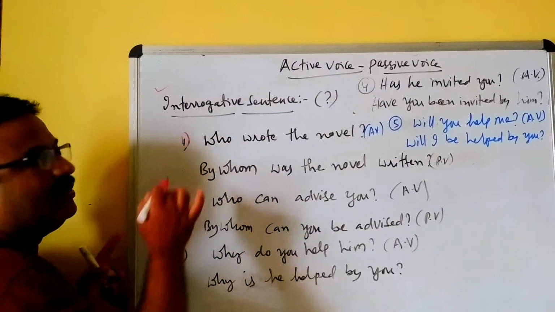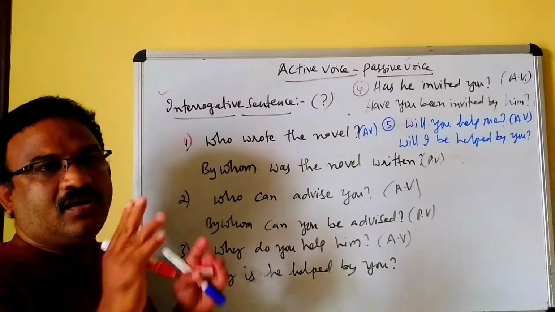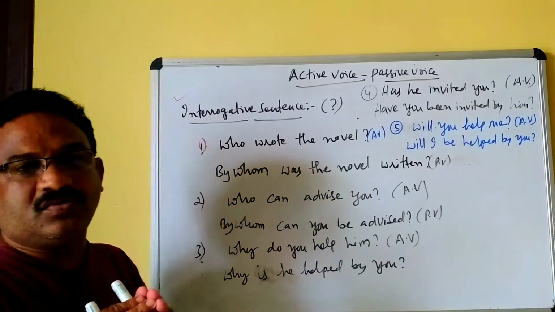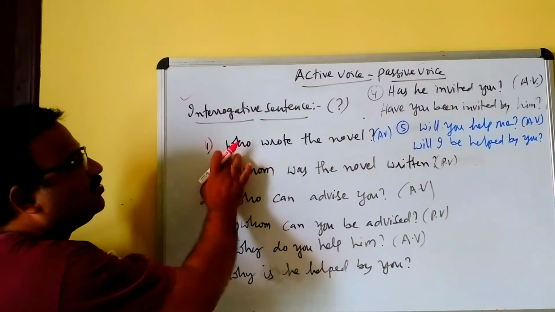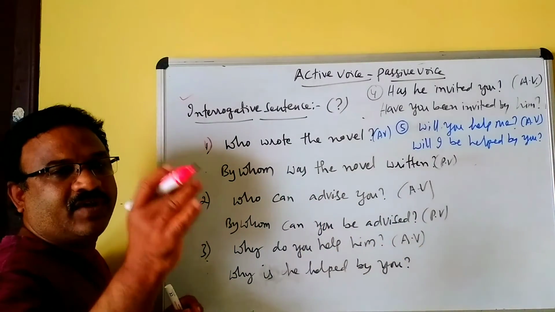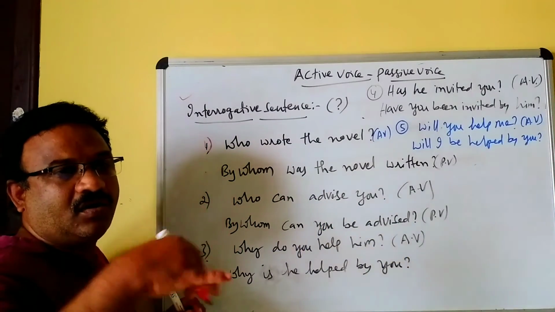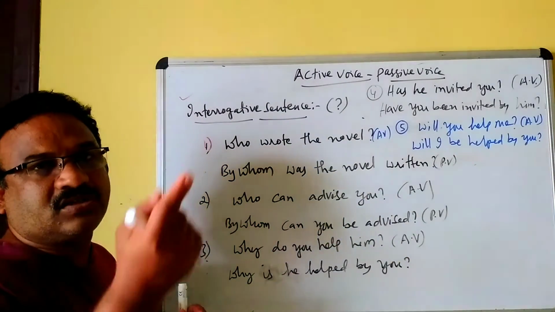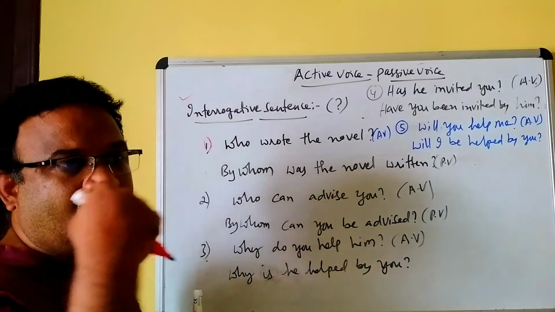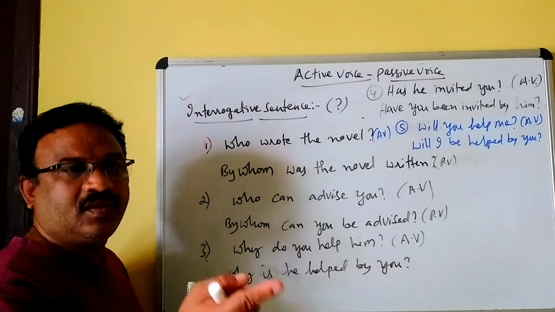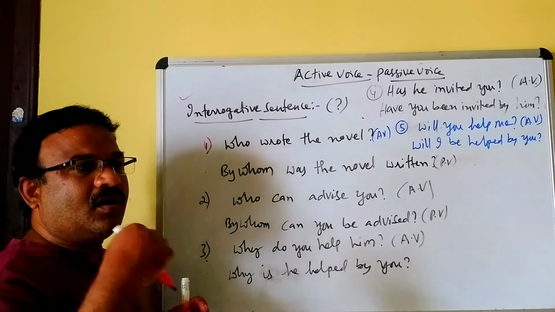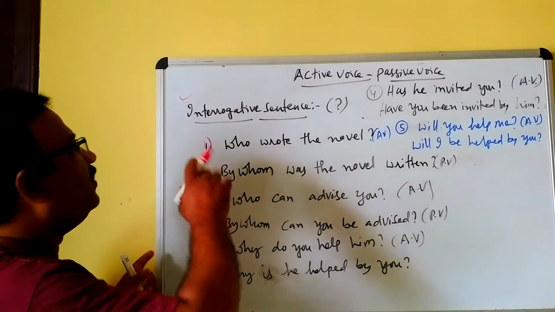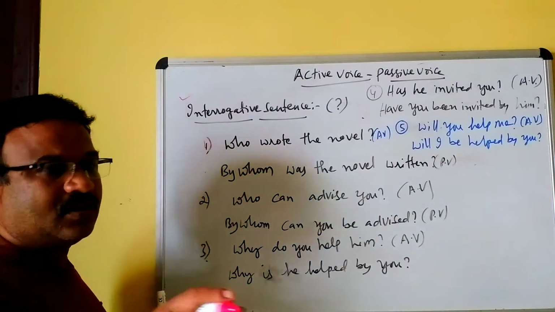See, interrogative sentence, here two types. One, WH questions or direct questions, or yes or no questions. In WH questions, starting with W: what, when, where, why, who, how. These are all WH questions. And yes or no questions start with auxiliaries. Are you okay? Are you going? Can I help you? Will you do? These are all yes or no questions.